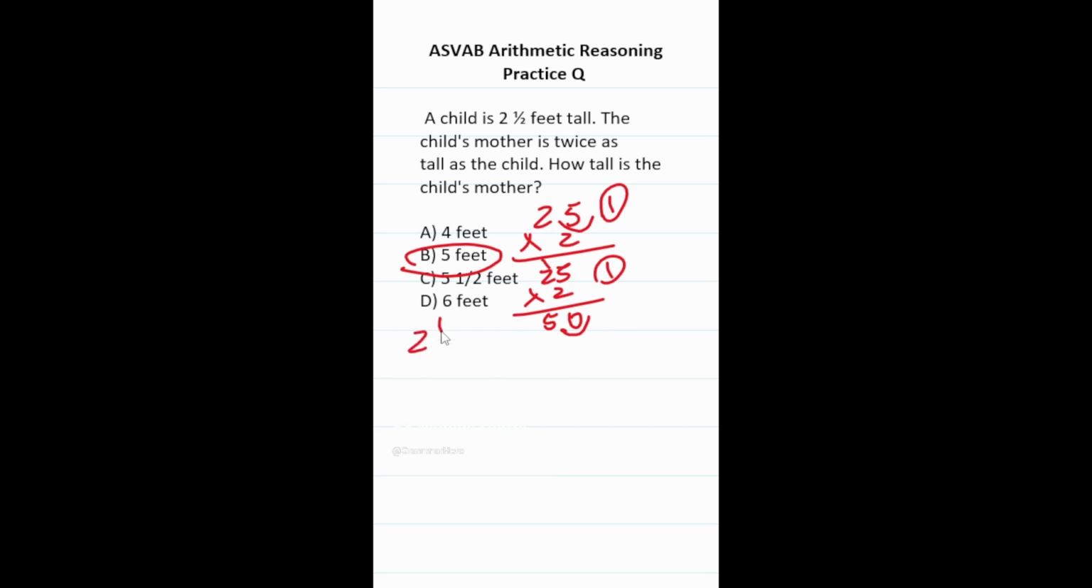You could also do 2.5 times 2. Of course, this is going to require you to convert this to an improper fraction. 2 times 2 is 4, plus 1 is 5, so this is 5 over 2 times 2 over 1, which is 10 over 2, or 5. So no matter which way you decided to solve this one, you arrive at the same answer. And of course, all these methods take more or less the same amount of time.